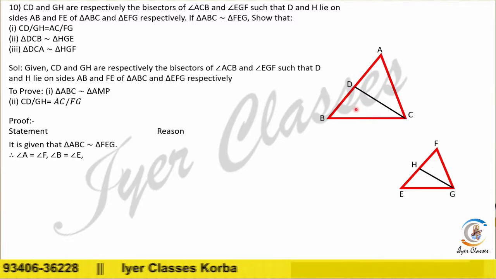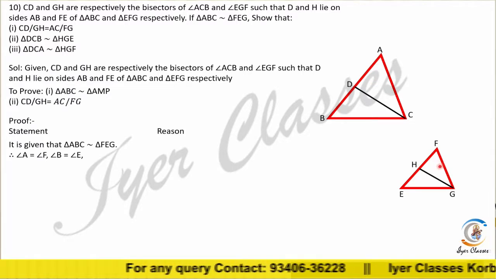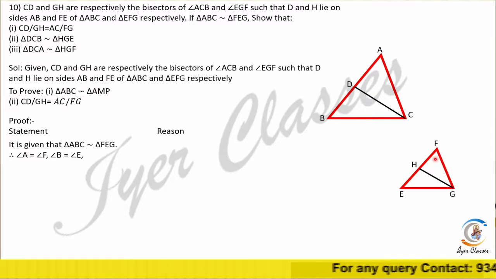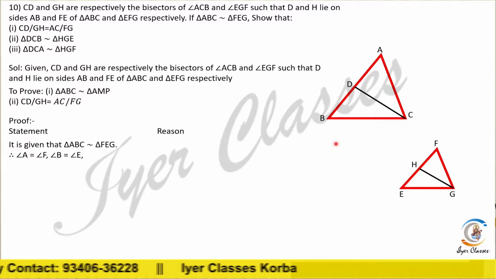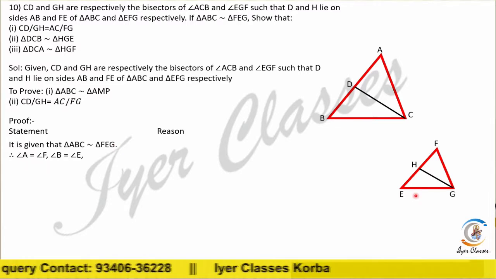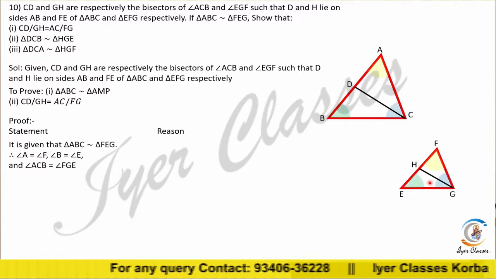Triangle DCB is similar to triangle HGE, and triangle DCA is similar to triangle HGF, right? You're supposed to prove this. How do I do it? Look at the diagram here. Since we are already given that triangle ABC and FEG are similar to each other, we will have angle A equal to angle F, angle B equal to angle E, and you also will have the angle ACB, that is angle C, and angle FGE equal to each other.